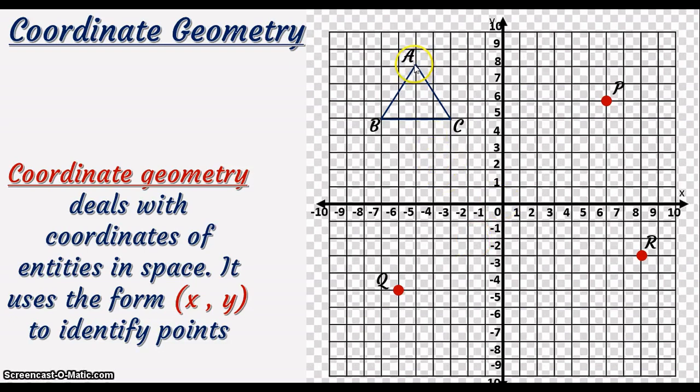See this point? Look at the x value. What is that? -5. Look at the y value. What is that? 8. So the coordinates of A would be -5, 8. The x value before the y value.